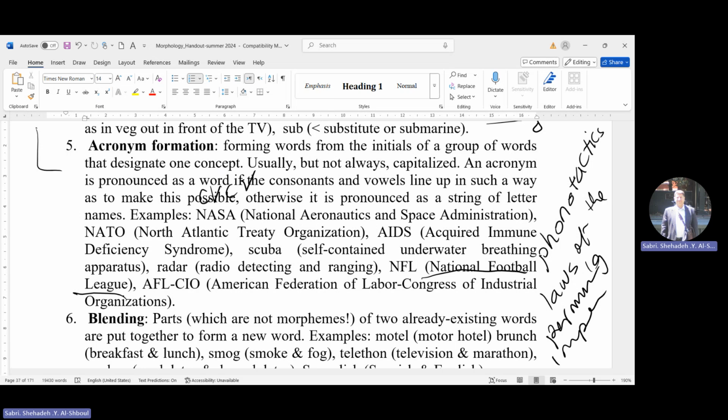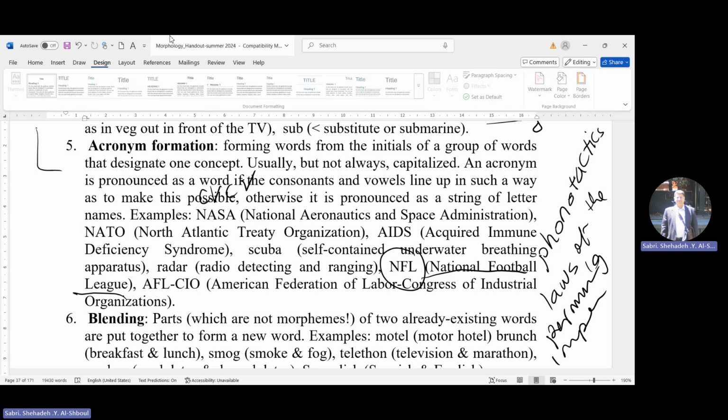So the NFL, we cannot use it as a word. Rather, we pronounce it as a string of letter names. NFL. We do not say Neffel or Naffel or Niffel. No, it is not possible, but we say NFL. We produce the names of the letters. So this is actually the politics of acronyms.